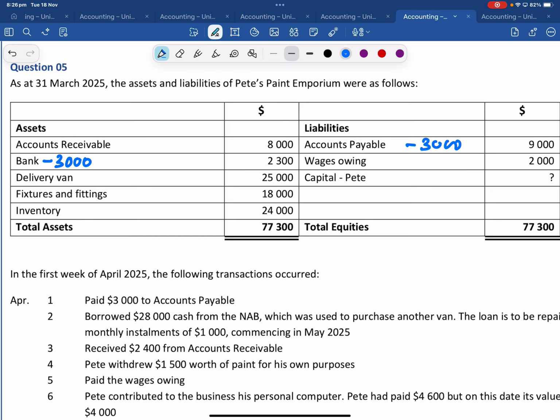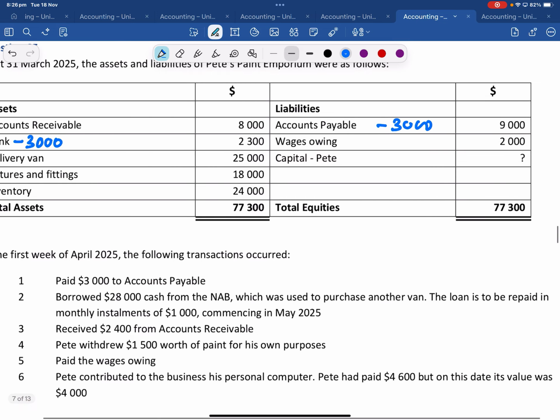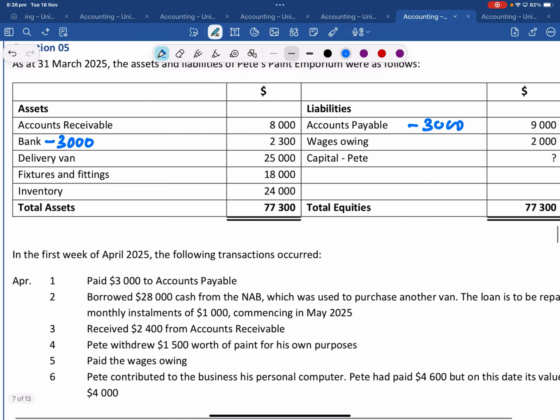Alright. Next one. Borrowed 28,000 cash from NAB, which was used to purchase another van. The loan needs to be repaid in monthly installments of 1,000, commencing in May 25. Okay, van, what do we do? Van increases by 28,000. What happened to bank? No impact on the bank? Because it just cancels out. Cancel out, yes, that's correct.